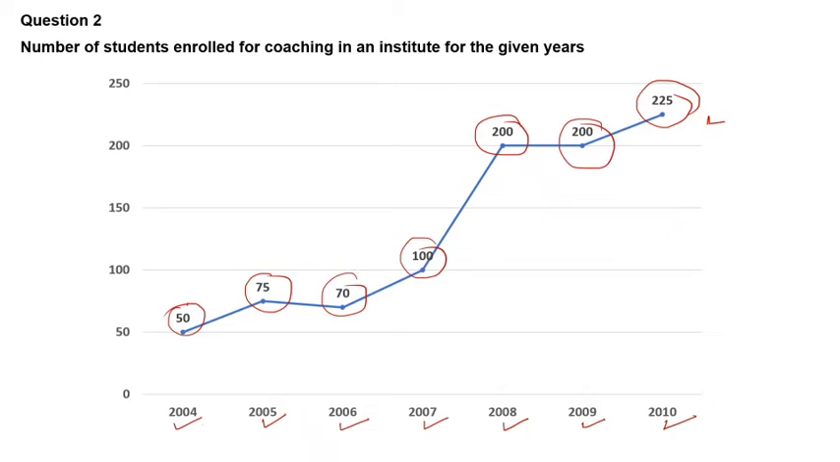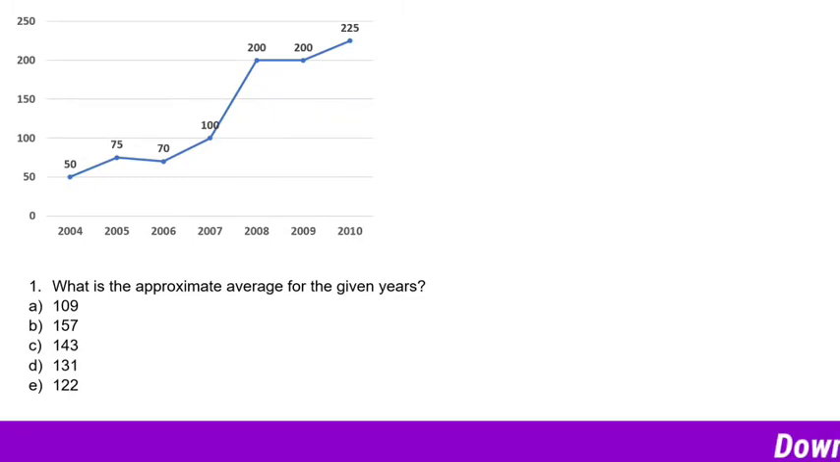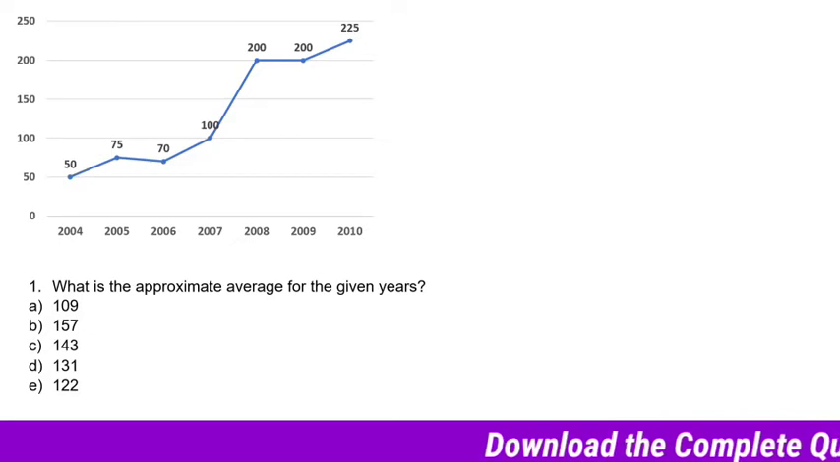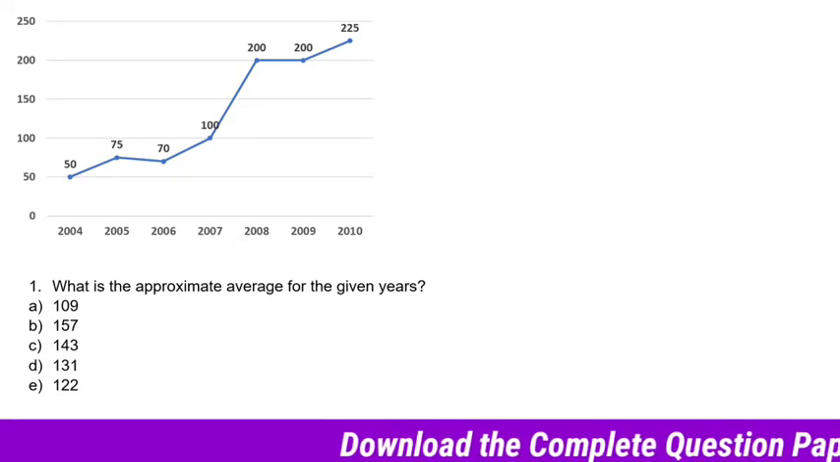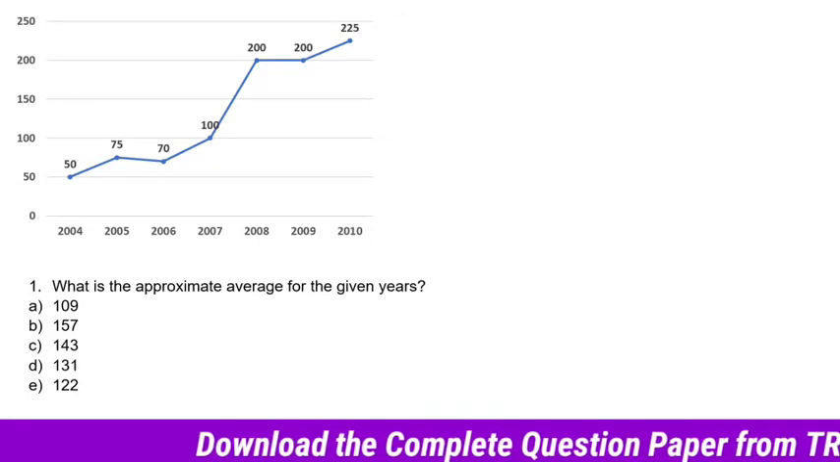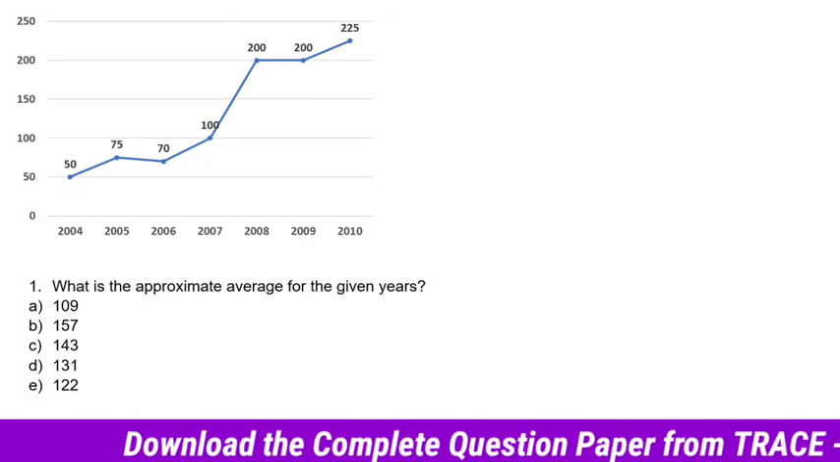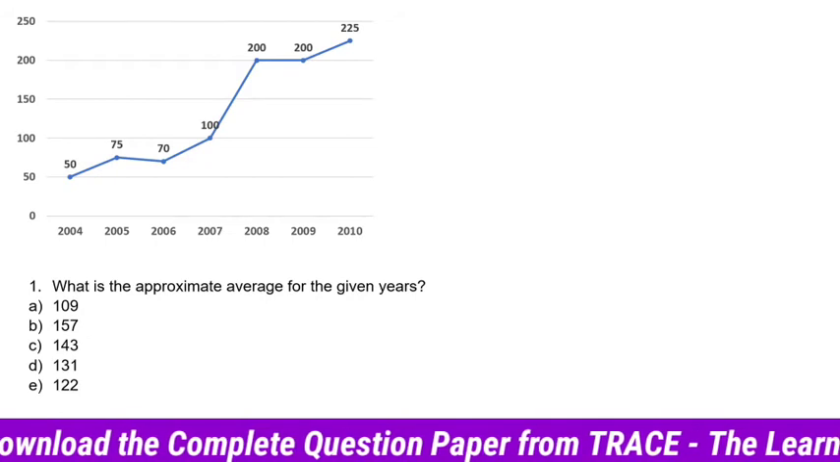What are the questions based on this graph? Let us see the first question. The first question is, what is the approximate average for the given years? Here you can see 50, 75, 70, 100, then 200, again 200 and 225.